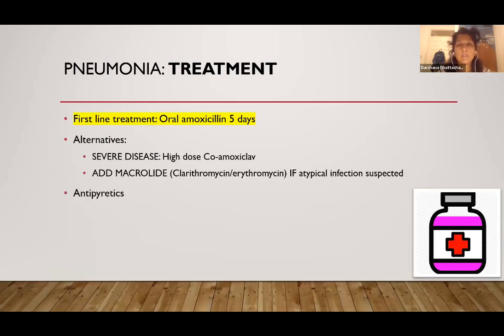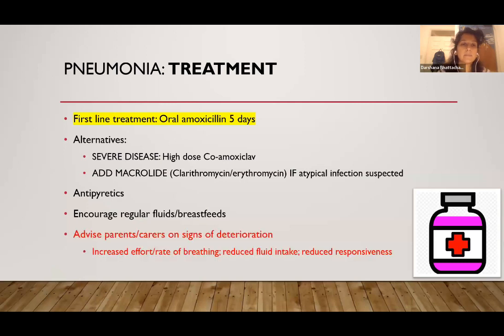Antipyretics are always good for fever and pain. And obviously you want to encourage regular fluids or breastfeeds depending on the age of the child. Good safety netting yet again. Give parents advice on signs to look out for to bring the child back, such as increased effort of breathing, reduced fluid intake, including more vomiting or reduced responsiveness.